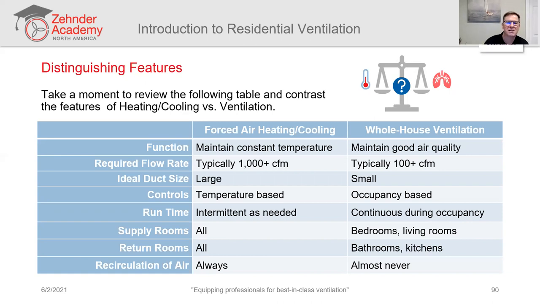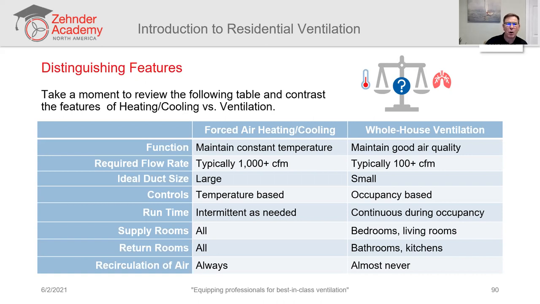And this should cause us to pause for a moment and think about what we do with these systems. So just a little chart here. What's the function of a forced air heating and cooling system? Well, that's to maintain a constant, comfortable temperature range within the building. That's one function. The whole house ventilation system isn't worried primarily about maintaining the temperature of the building. It's worried about maintaining good air quality. Those are kind of two different things. Air quality meaning reducing the contaminants and keeping the air comfortable and healthy for the occupants.